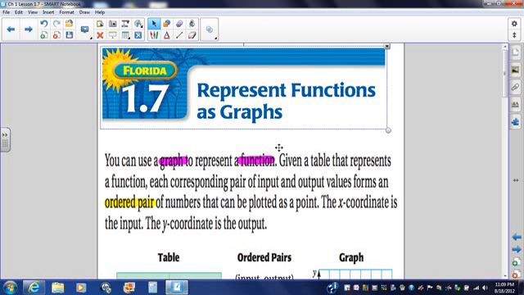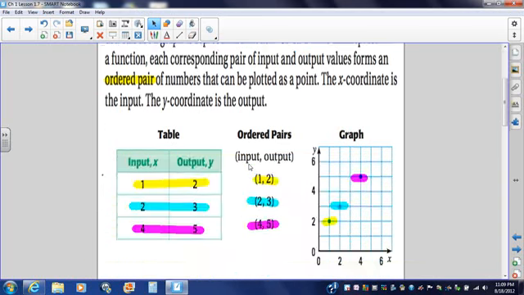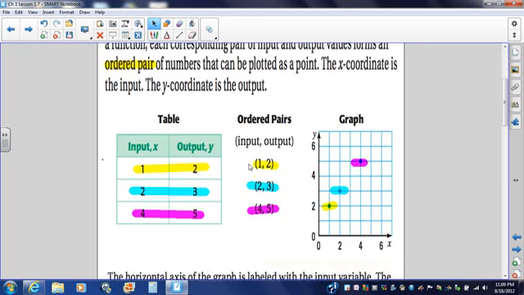Anyway, we can use a graph to represent a function. And more specifically, we can use ordered pairs to make our graph to show a function. So for example, take a look at the picture here. You do not have to write it down, but just watch. If you have an input-output or function table, nice vocabulary, bears.